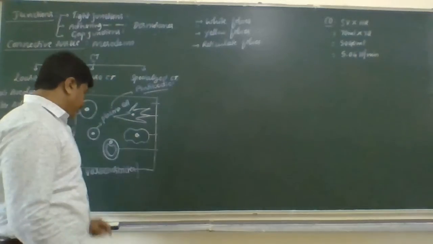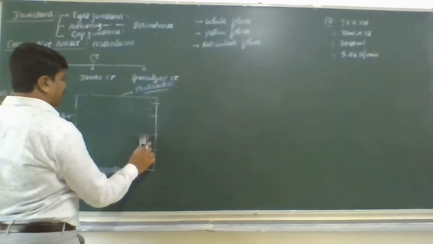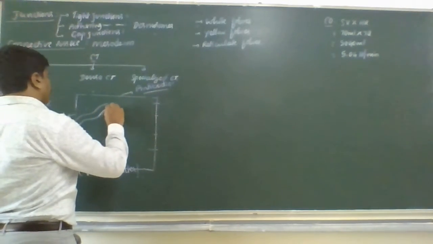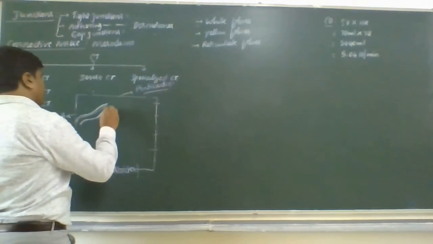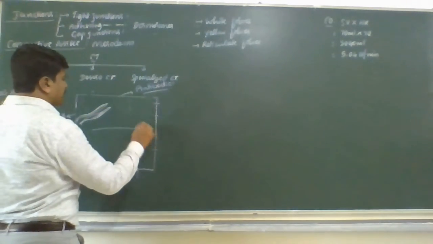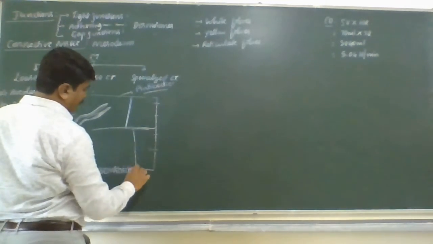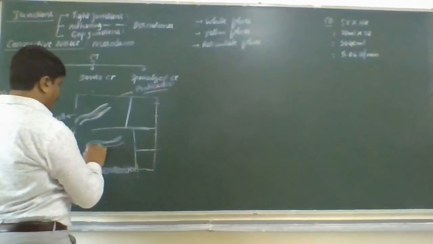White fibers are found in the form of bundles. Listen to me here. Let us consider this is the white fiber. These are the white fibers. And this is the yellow fiber. These are the yellow fibers. And these are the white fibers.